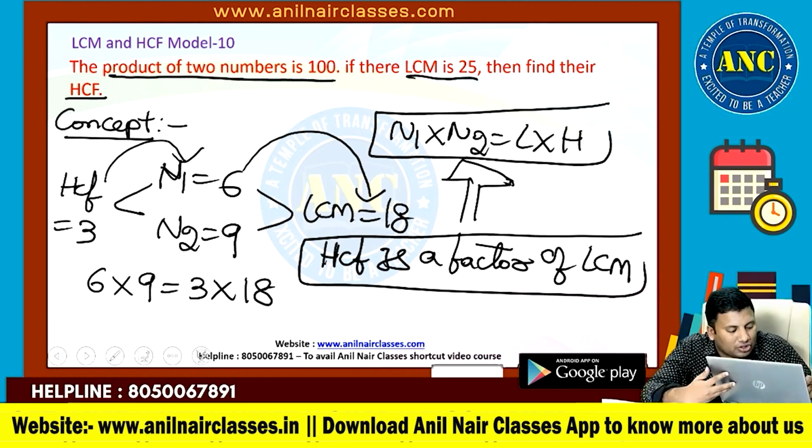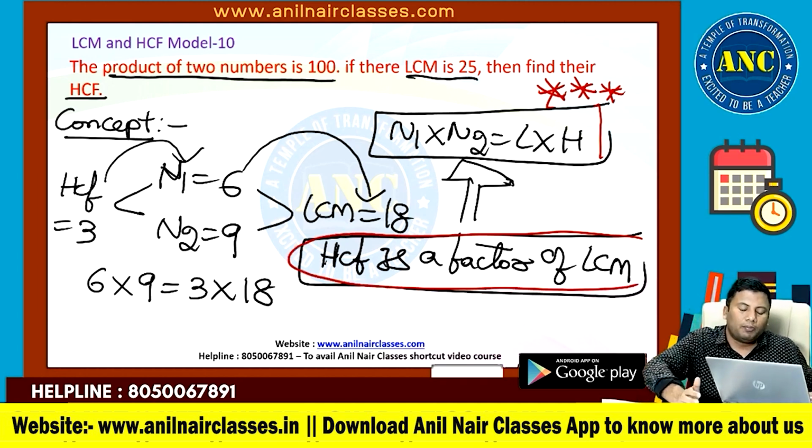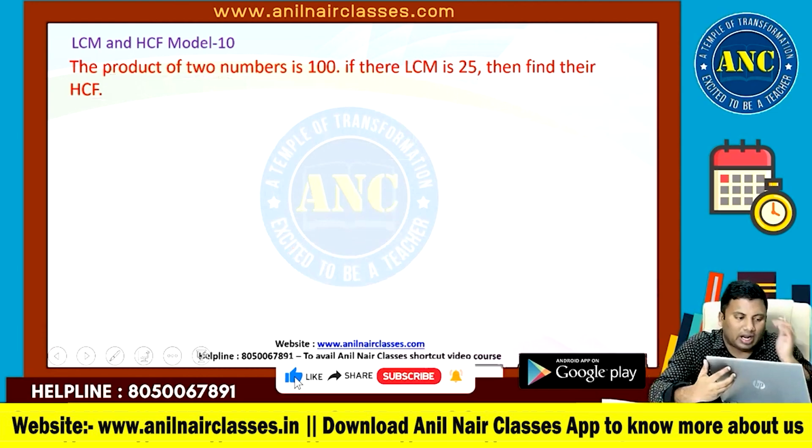Product of two natural numbers is equivalent to LCM into HCF. This is used only when HCF is a factor of LCM. Product of two natural numbers. Remember this extremely important concept.